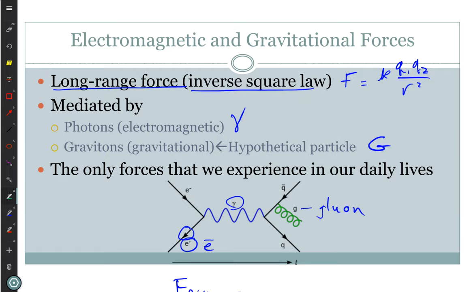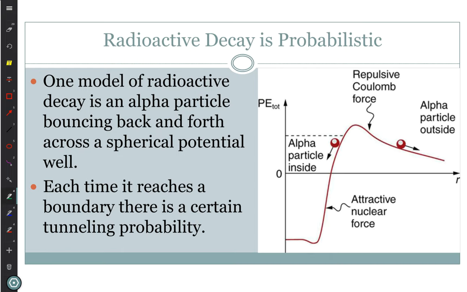Okay. I'm now ready to start the lecture. That was our background material. So how does, and I'm only going to look at alpha decay. How does alpha decay occur?